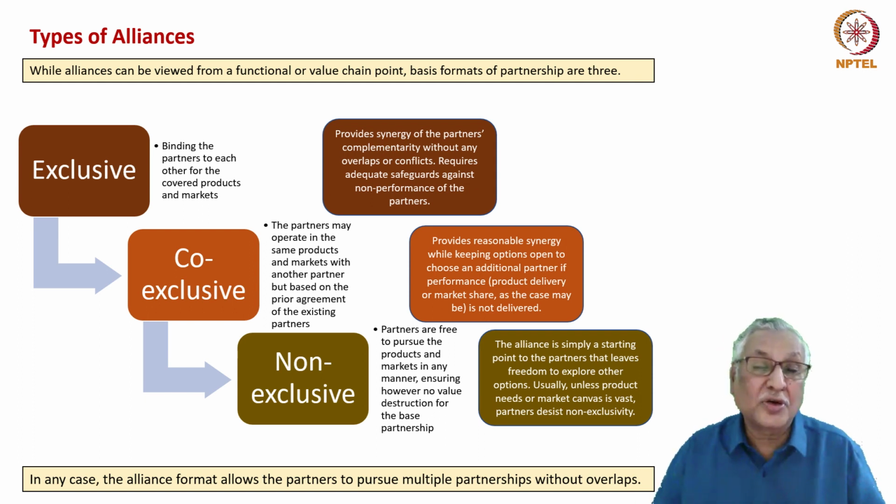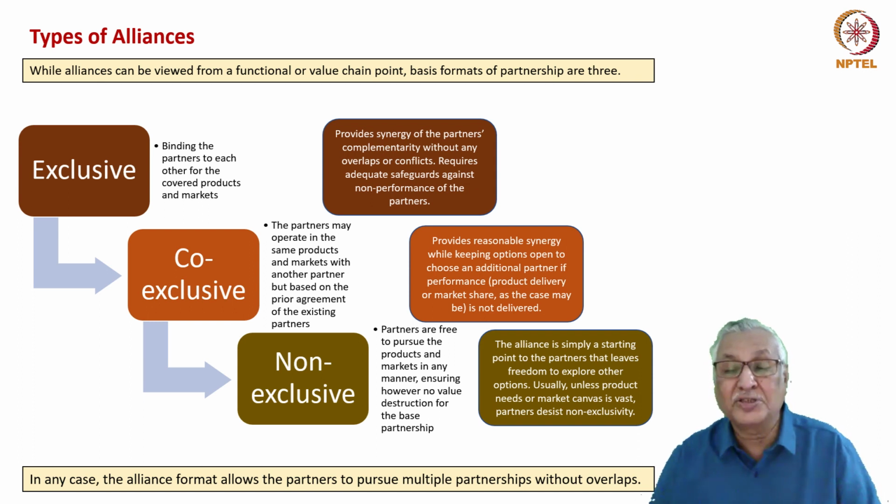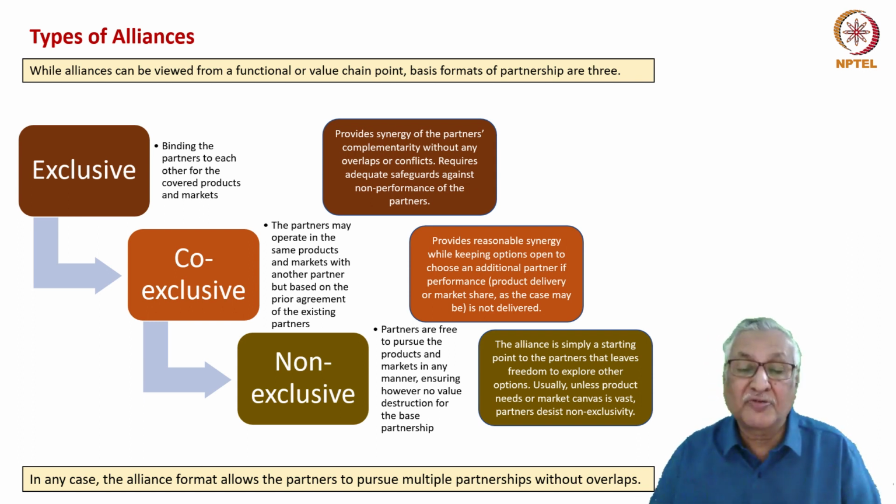The second is co-exclusive. That is, the partners may operate in the same products and in the same markets with another partner, but generally based on the prior agreement of the existing partners. Then you can have non-exclusive arrangements. That is, the partners are free to pursue the products and markets in any manner, ensuring, however, no value destruction occurs for the base partnership.